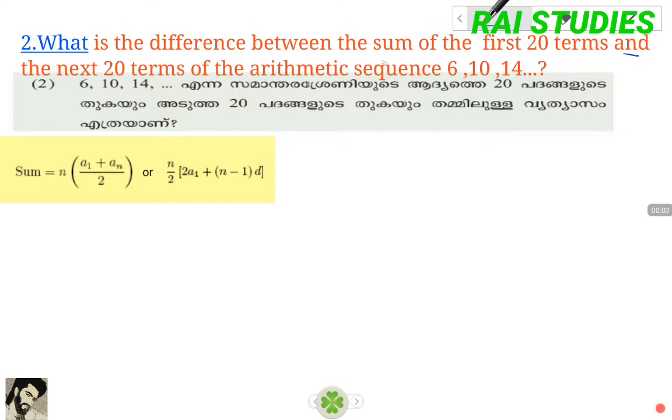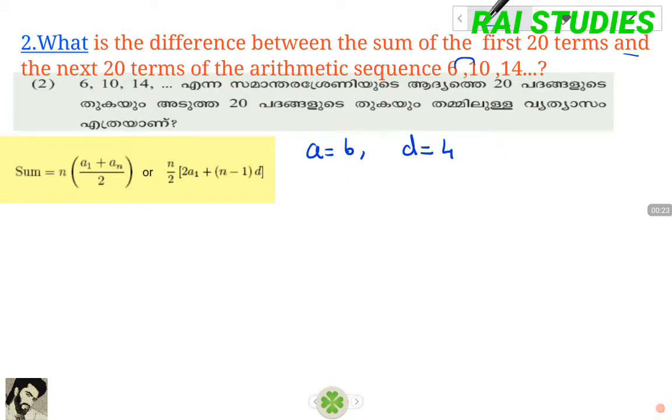What is the difference between the sum of the first 20 terms and the next 20 terms of the arithmetic sequence 6, 10, 14, etc.? This is our question. So we have the first term, it is given, that's equal to 6, and the common difference is 10 minus 6. You get the difference as 4.